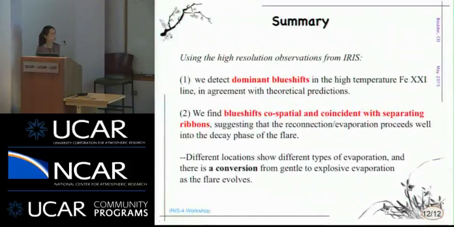Okay, last slide for summary. So using the high resolution observations from IRIS, we detect dominant blue shifts in the high temperature iron-21 line, which is consistent with evaporation predictions. We also found blue shifts co-spatial and coincident with the 2 separating flare ribbons, suggesting that reconnection and evaporation proceeds well into the decay phase of the flare. Also with EIS data, we find in this flare, different locations show different types of evaporation, and there is conversion from gentle to explosive evaporation as the time evolves. Okay, that's all. Thanks for your attention.